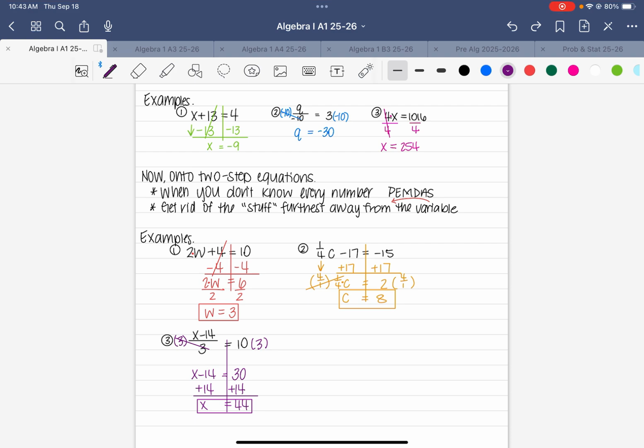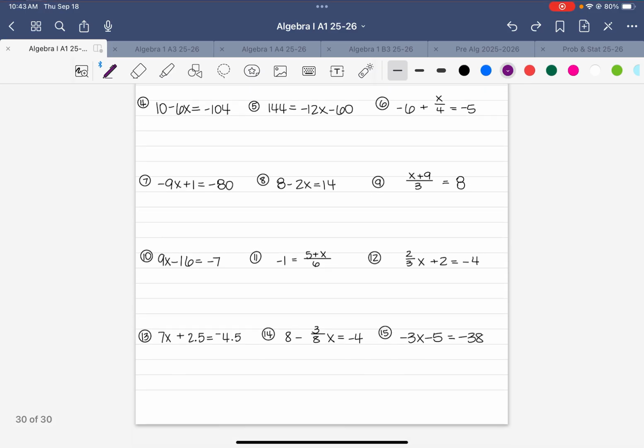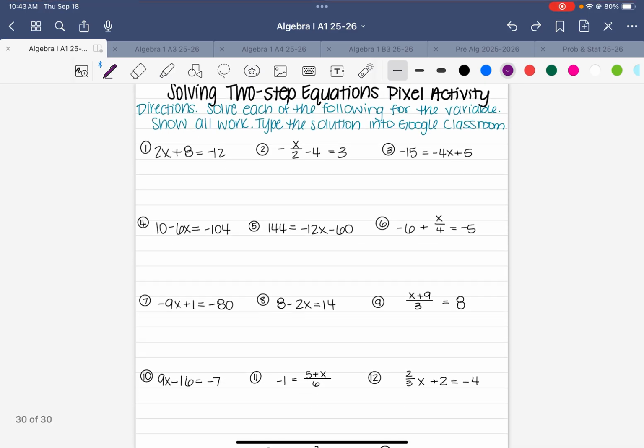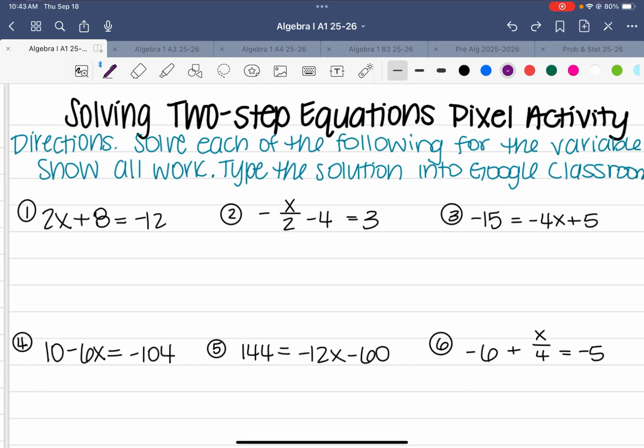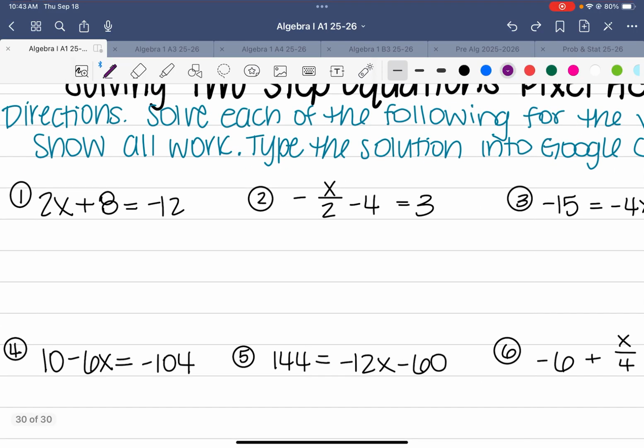So the sub will be passing out this paper to you. Please pass out the paper to the students before I go over a couple of these answers. Okay, I want to take a look at the first two. The first one's kind of simple looking, but I just want to go over it.